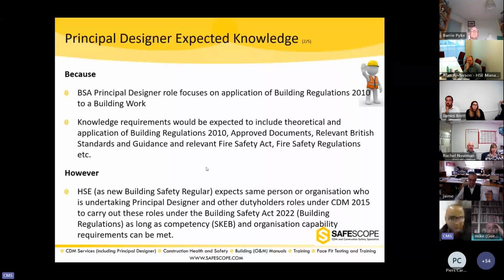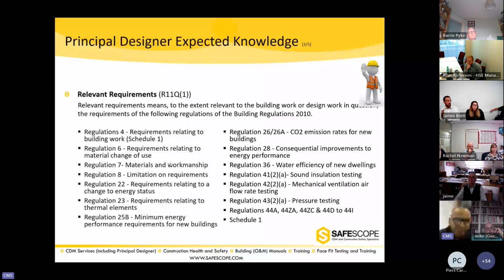However, HSE thinks that existing principal designers should be able to do the job. But how? They are still saying as long as they fulfill the competency requirements, and that's where it comes in, and HSE are probably living in a dream world to think that all the principal designers could comply with the competency requirements really. What are those relevant requirements? We already know how a CDM principal designer will know all these things. No way they will know these requirements really.